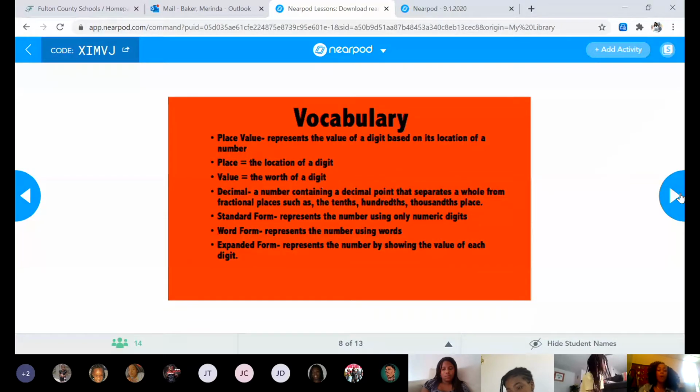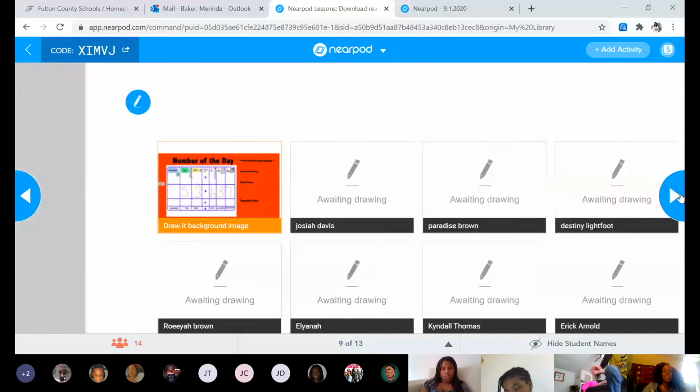Our standard form represents numbers only using numeric digits. Word form represents the numbers using only words. And then lastly, what we learned about yesterday, expanded form represents the number by showing the value of each digit.